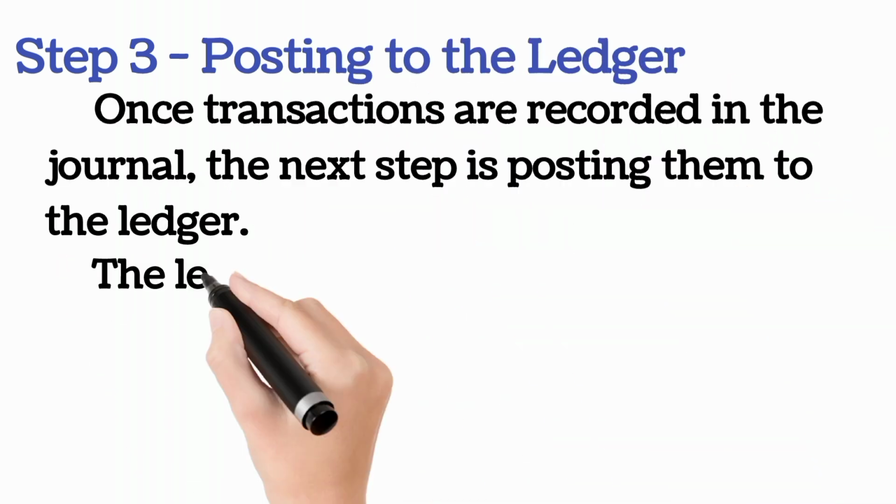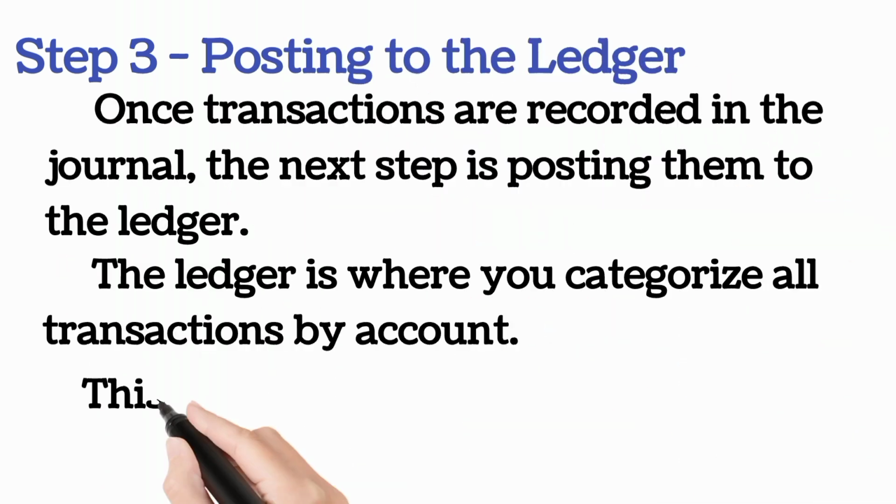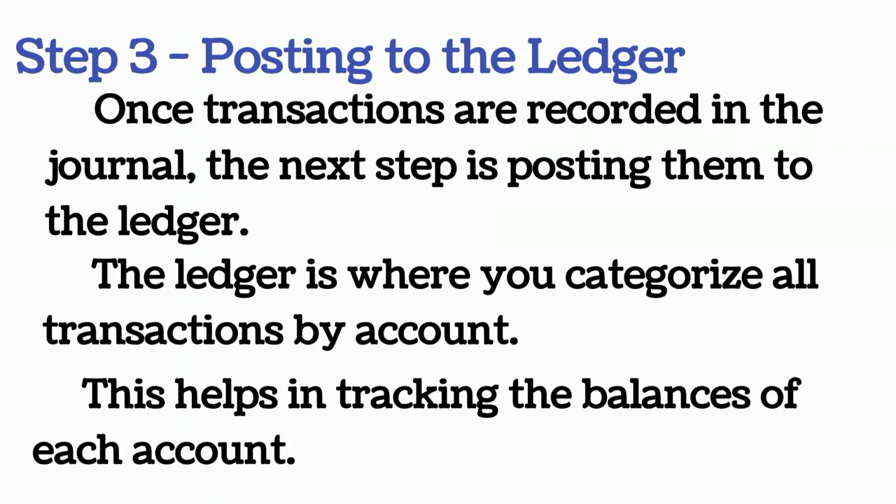Once transactions are recorded in the journal, the next step is posting them to the ledger. The ledger is where you categorize all transactions by account. This helps in tracking the balances of each account. Think of the ledger as a summary of all your financial activities. It's essential for preparing financial statements later on.